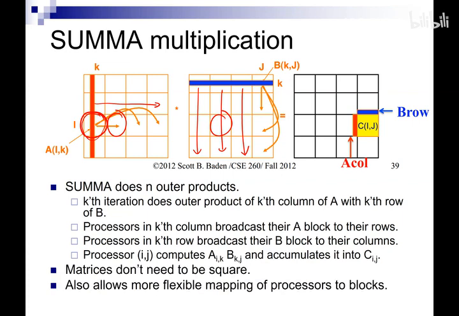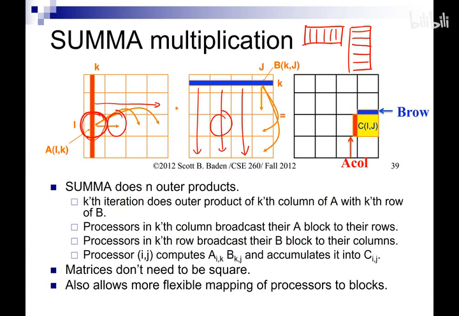Okay, and again, SUMMA does not require the matrices to be square. So for example, you can multiply this matrix by that matrix, something of that shape. And now you have a bunch of stages. In each stage, for example, you take this column times this row, you do the outer product, and then you take the next column and next row, and so on. So you have the same number of columns as you have rows, and that's how many stages you run for.